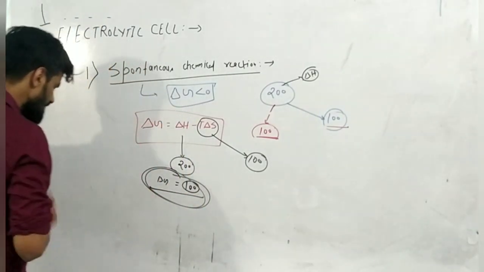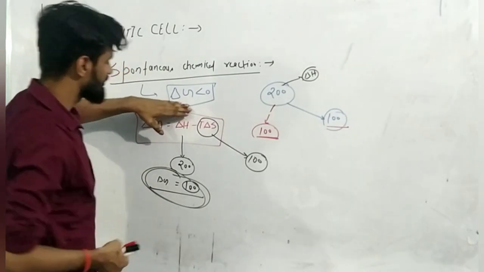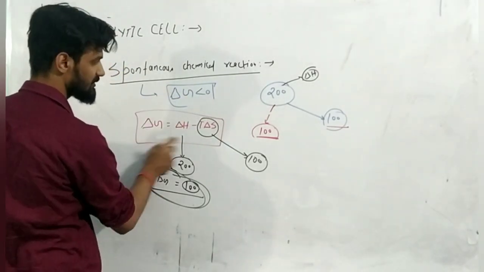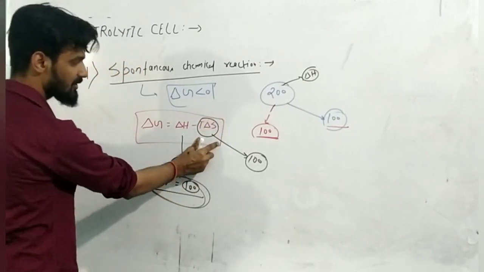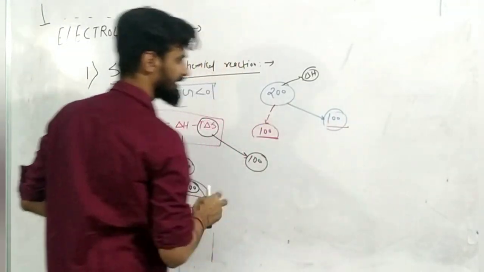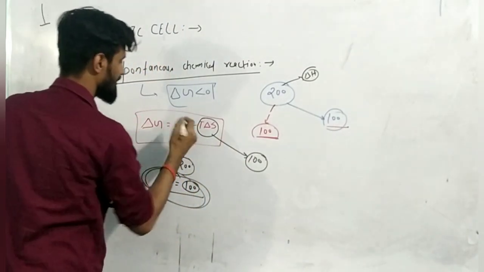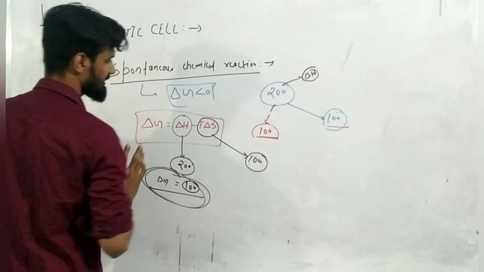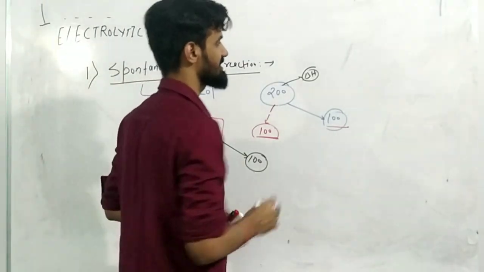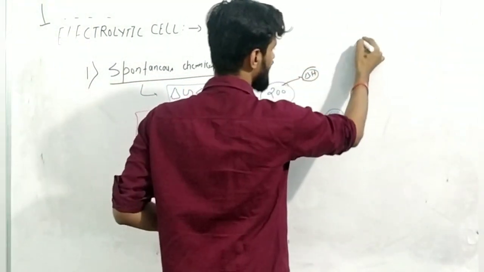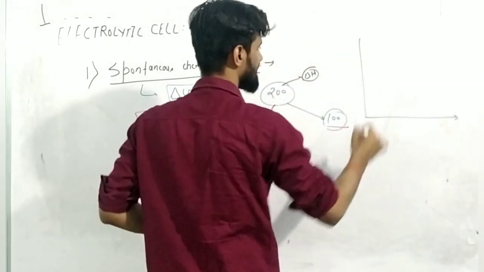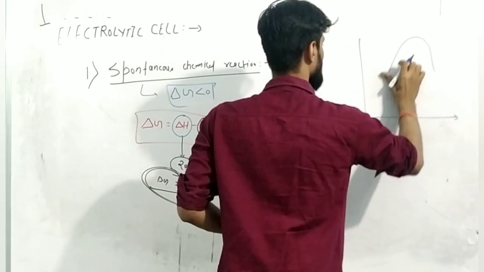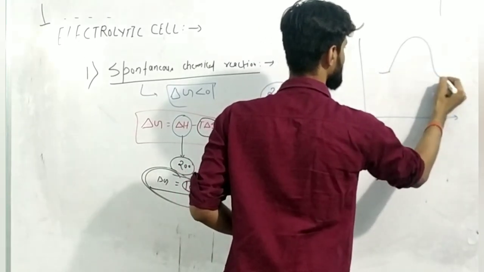So understand one thing: for a spontaneous chemical reaction, why should delta G be less than 0? It means the donating part, the amount of rupees to be donated, is more than the total amount of energy which is left with you. For a spontaneous chemical reaction, if you have studied the chemical bonding topic, the graph used to look like this, with reactant and product.